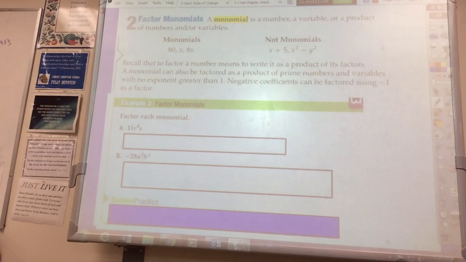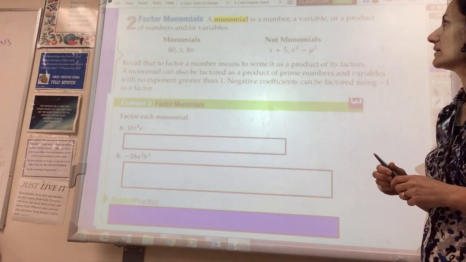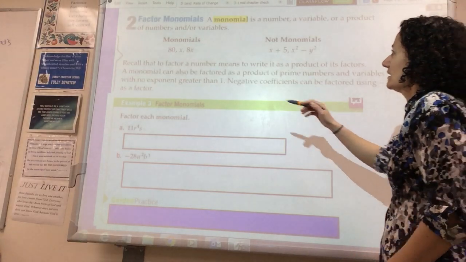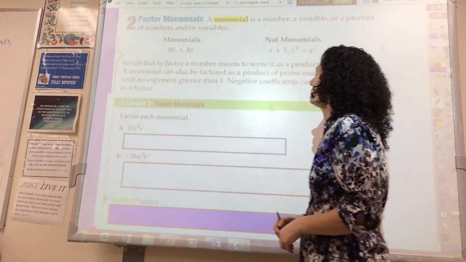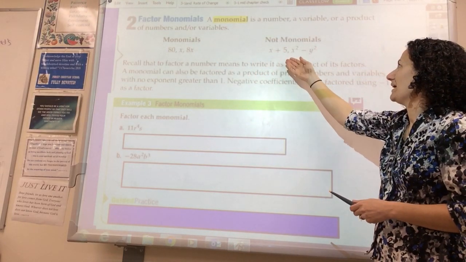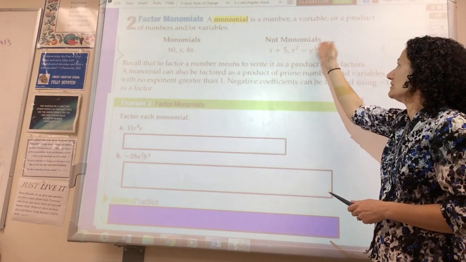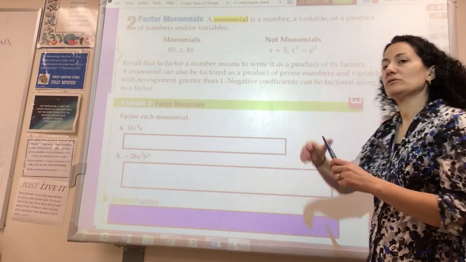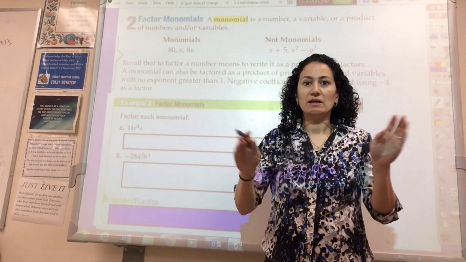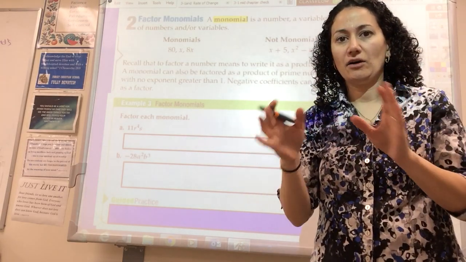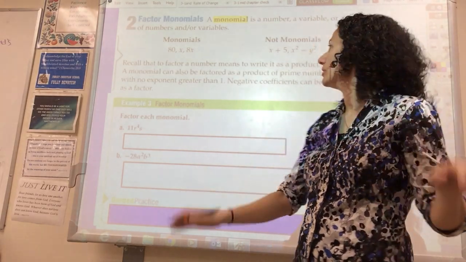Okay, something a little bit different. We have monomials. You also have to be able to factor a monomial. A monomial is a number, a variable, or a product of numbers and variables. 80x, 8x, these are all examples of monomials. X plus 5, x squared minus y squared, these are not monomials. Monomials are only numbers and letters, variables, that are multiplied together. Adding and subtracting of those parts are not monomials.